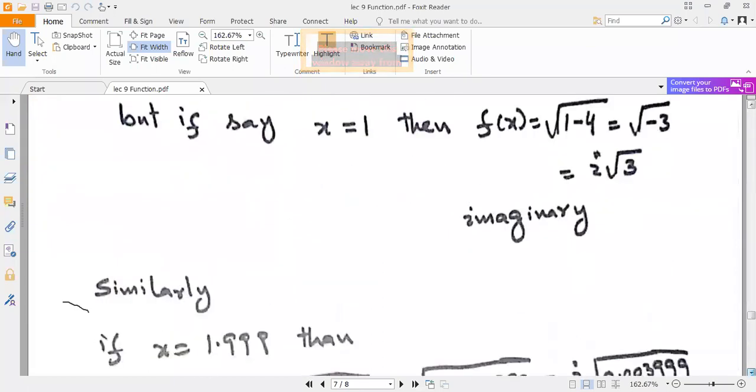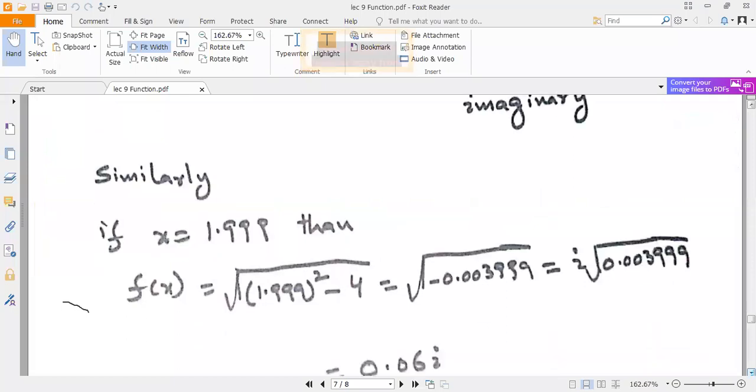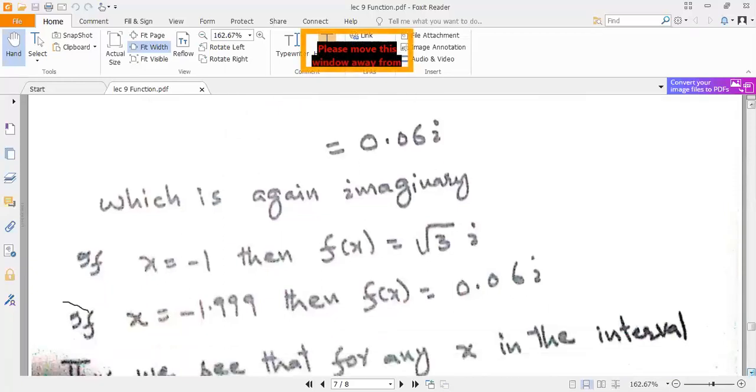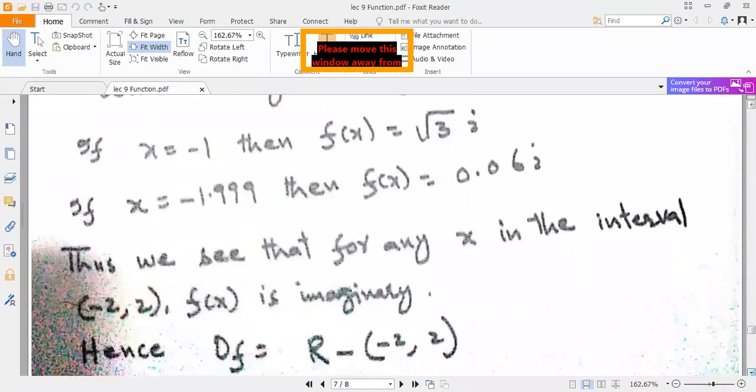This is an imaginary number. Similarly, x equal to 1.99 is again imaginary. If x equal to minus 1, then radical minus 3 is again an imaginary number. And x equal to minus 1.99, again the result is imaginary. We see that for any x in the interval between minus 2 and 2, f of x is imaginary. If you put any value between minus 2 and 2, you get an imaginary number. It means the interval between minus 2 and 2 is not in the domain of this function. The domain of this function is the set of all real numbers except this interval.